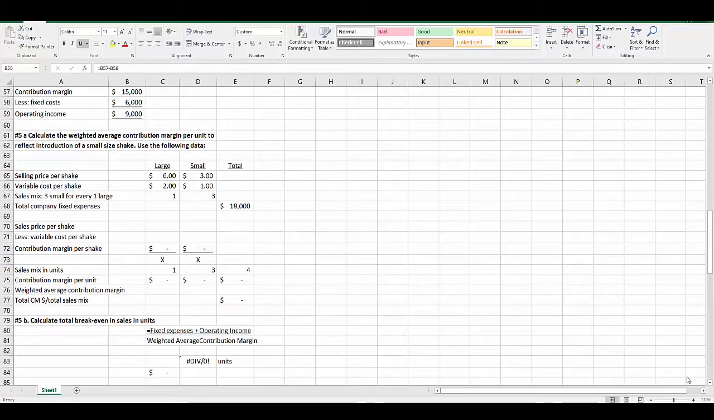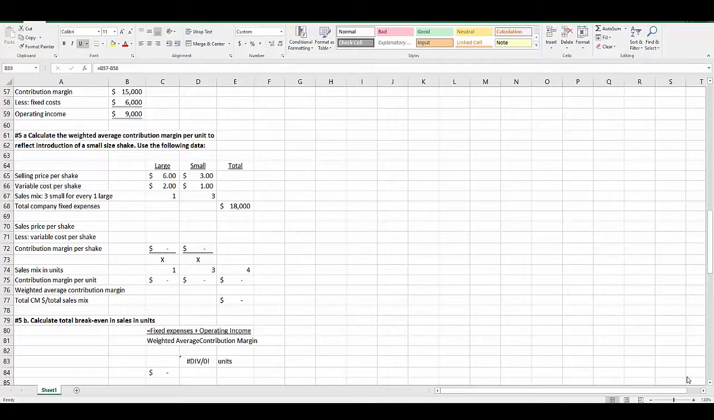So the 5th section of the calculations that we are going to do for healthy smoothie shakes. Here we're going to do several calculations. The first one is looking at the different product mixes that would be most desirable for the company. So in this scenario, we are looking at the shakes as being large or small.